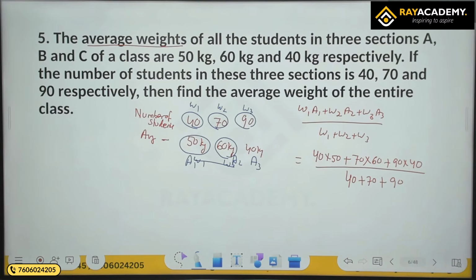Now this will become 20 plus 42 plus 36 by 2. 2 zeros I have taken from numerator and denominator, nothing else. So you are getting 62 plus 36 is 98 divided by 2. That is 49. So this is the average age of the whole class, 49. Hope you are getting it. This is simply the question of calculating the weighted average, nothing else.